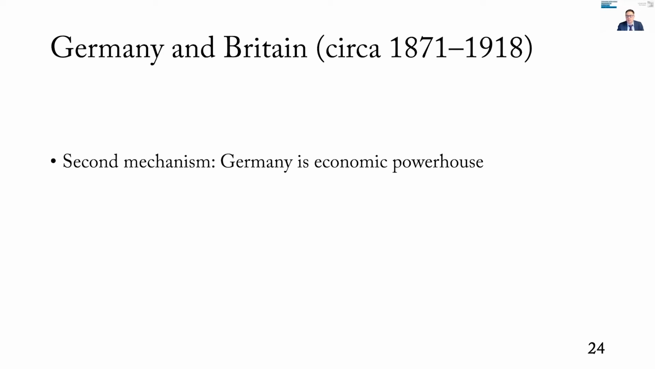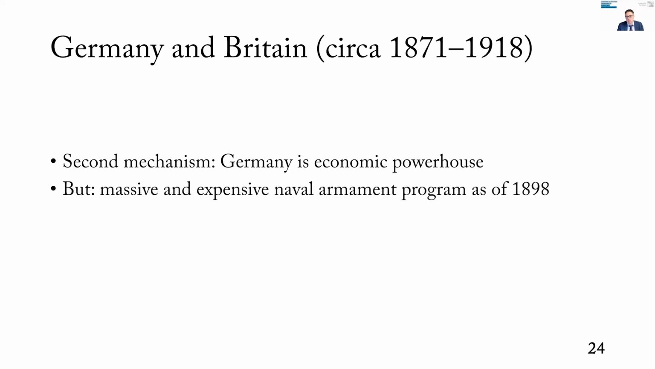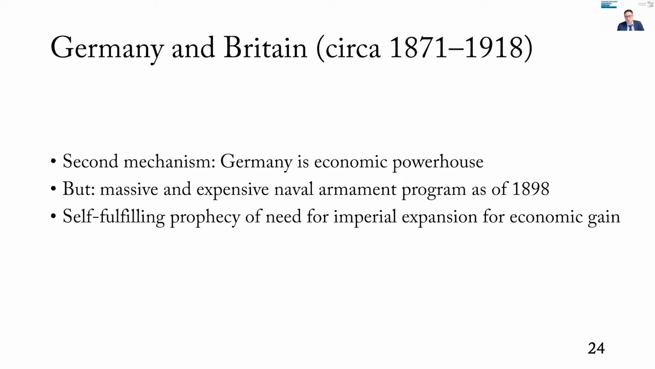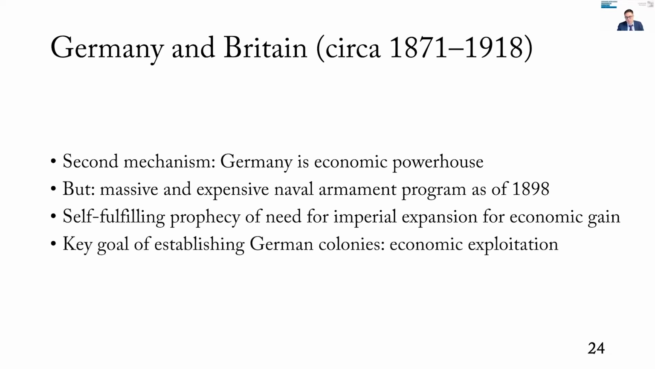Let me talk about the second mechanism. Actually, in this case study, it's a little bit weaker, in part because Germany is an economic powerhouse at the time. England is a little bit on relative decline, but is also the leading economic power in the world until the early 20th century. And so the second mechanism here doesn't apply to the same extent, in part because of the relative absence of direct hostilities among the great powers. But there's an indirect way in which it applies, and that is that Germany created this massive and expensive naval armament program as of 1898. And we can see this as basically creating a self-fulfilling prophecy, where the German state then experienced budget pressures and it had created the tools to acquire colonies. And so that became a self-fulfilling prophecy. And maybe in part for that reason, a key goal of establishing German colonies was their economic exploitation.